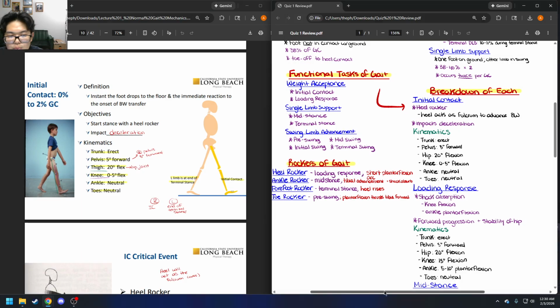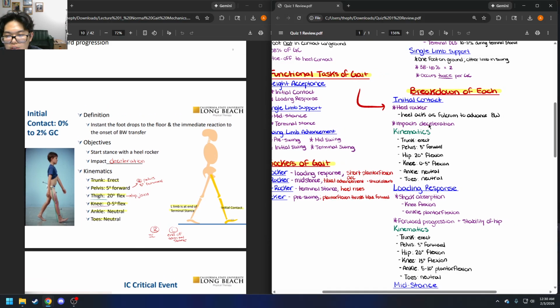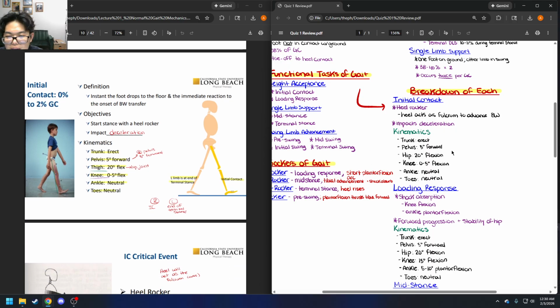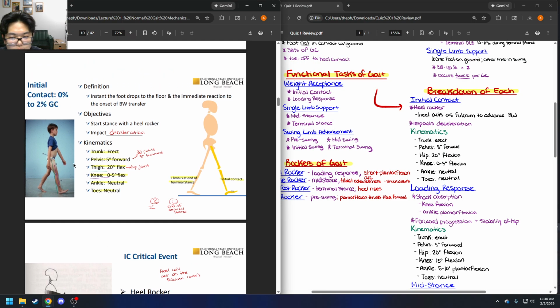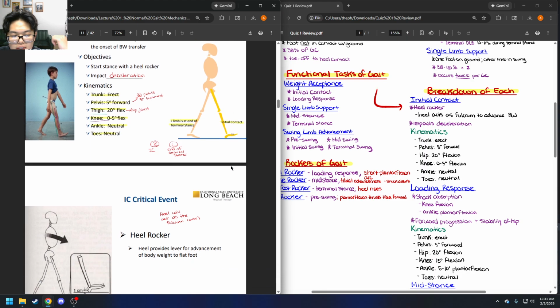So in initial contact, we have this thing called a heel rocker. Your heel rocker is when your heel will act as the fulcrum to advance your body weight, and this will impact your deceleration. Talking about the kinematics, you'll expect your trunk to be erect, your pelvis should be 5 degrees forward. Sorry about that. 5 degrees forward. Your hip, aka your thigh, will be at 20 degrees flexion. Knee will be around 0 to 5 degrees flexion, and your ankle and toes should be neutral, because this is just going to be initial contact. And we're going to be viewing the right foot for this, so everything will be relative to the right side.